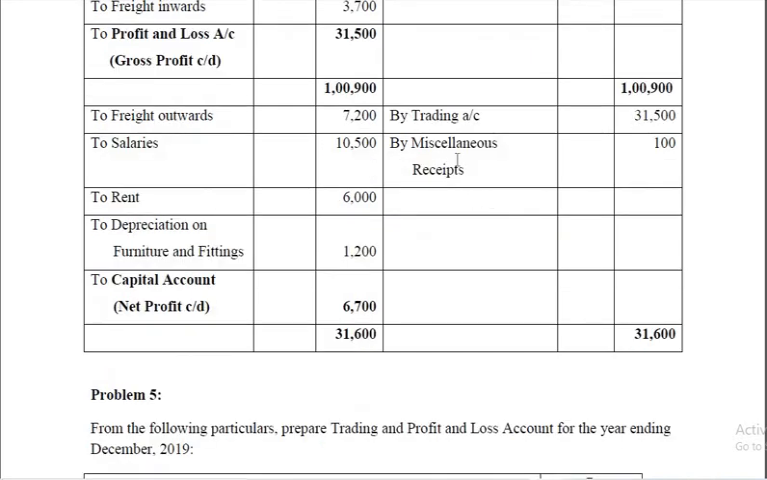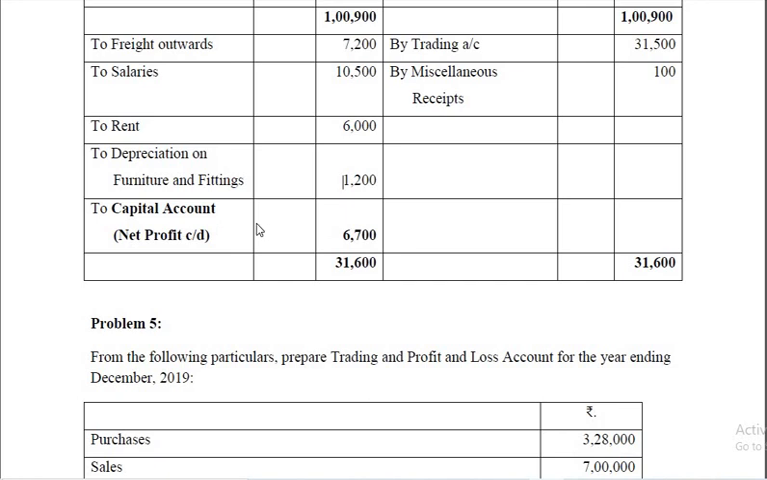Then miscellaneous receipts are credited. Freight outwards, salaries, rent paid, depreciation on furniture and fittings. These will come to the debit side of profit and loss account. As a result, there is a net profit. The total credits are more than total debits.